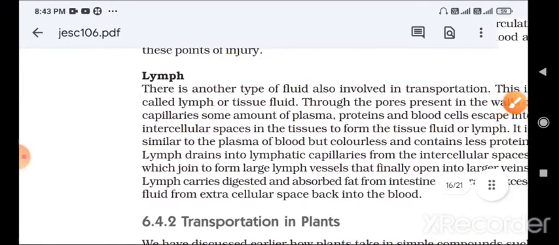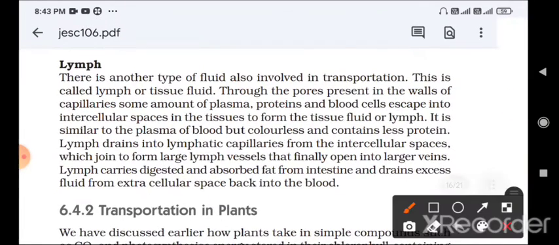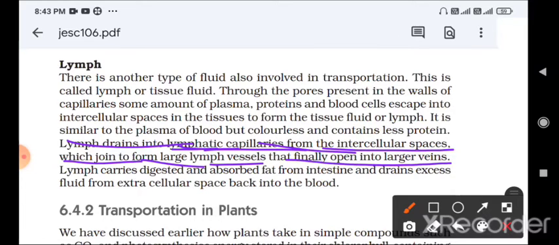Lymph drains into lymphatic capillaries from the intercellular space, which join to form large lymph vessels that finally open into the large veins. The small lymph vessels join into larger and larger vessels, and these again join the larger veins.